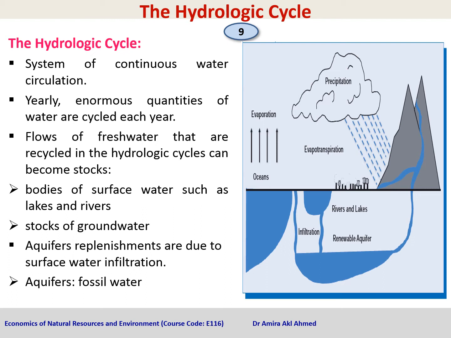Aquifers are replenished as a result of surface water infiltration. Most aquifers have very long replenishment times, making them essentially non-renewable resources on a human time scale. For example, aquifers under the Sahara are thousands of years old and are sometimes referred to as fossil water.